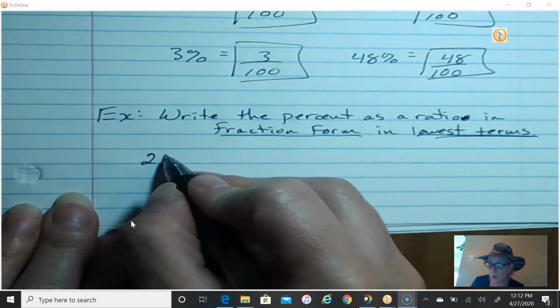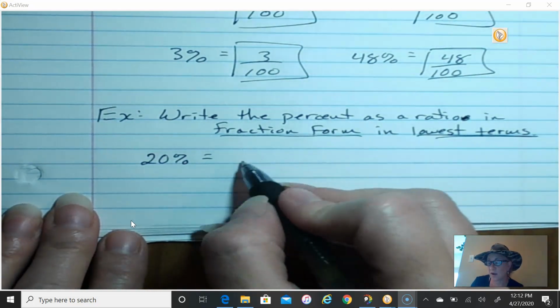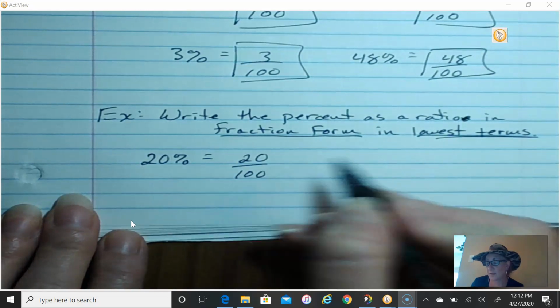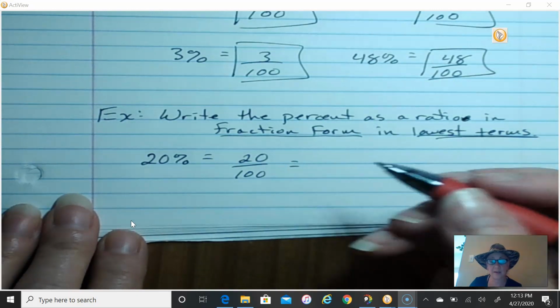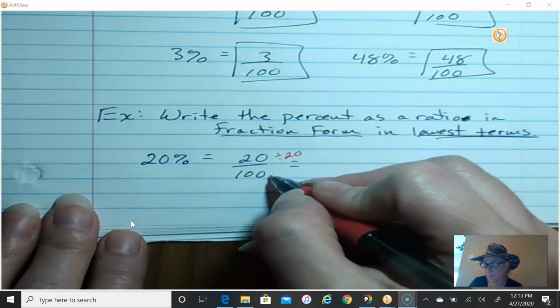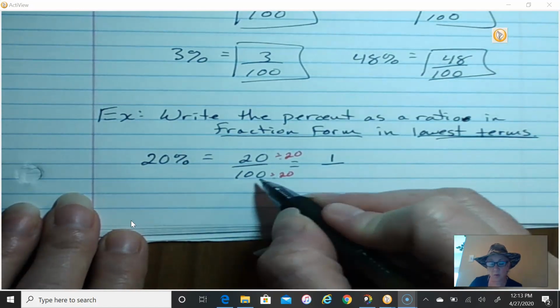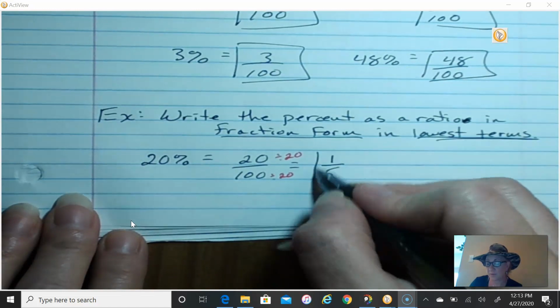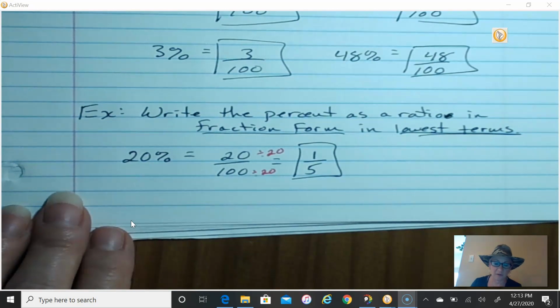So let's say it's 20%. All right, well, you always write the percent over 100, and then you reduce that. What number goes into this evenly? The biggest number would be 20. 20 divided by 20 is 1. 100 divided by 20 is 5. You know how to reduce. Make sure you reduce to the lowest terms, not just lower terms, but the lowest terms.